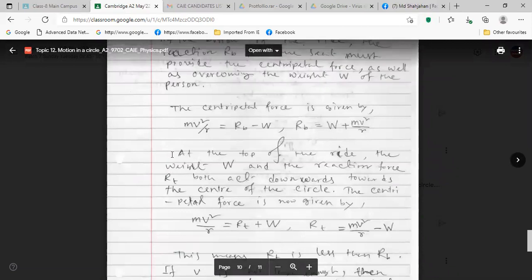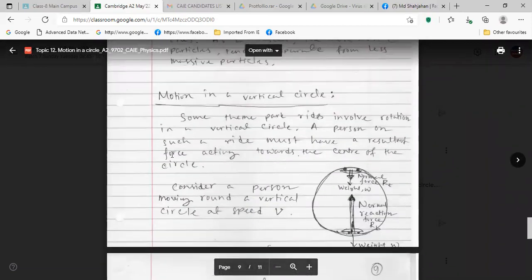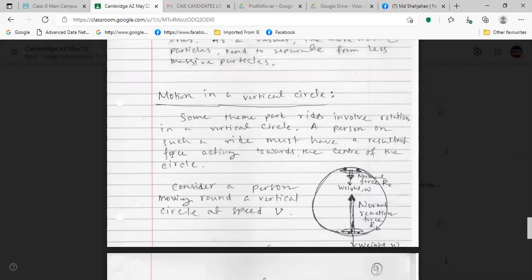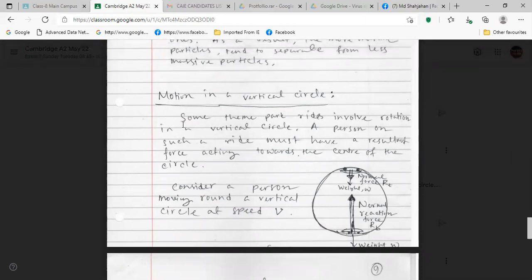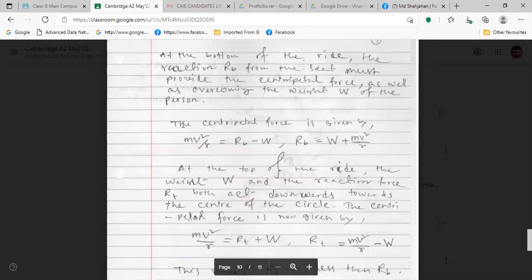So this one is about the roller coaster. Sometimes it's going upside down, right? At that time, the person's head is pointing down, and everything is pulled downwards due to gravity. It should fall, right? But it does not fall down. Why? Because of the centripetal force working over there. That is shown here with the equations R top, R bottom.